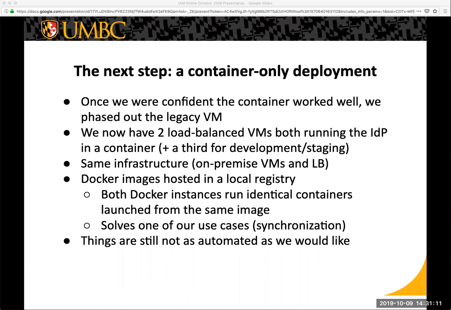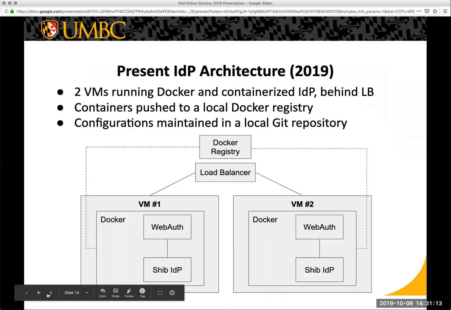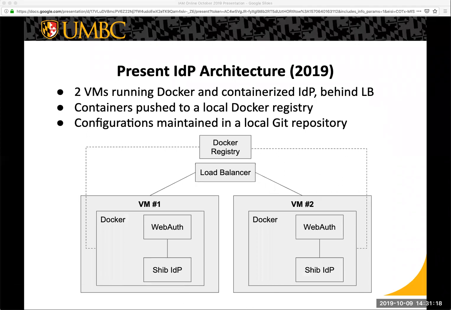So go to the next slide. And that's basically a picture of what we're running today: two VMs, each running Docker, each running identical containers, and then there's sort of the Docker registry where we store things. And we switched from Subversion to Git to manage our repositories, and that's all done locally still too. So the idea being eventually we'll push this stuff all out to the cloud, but we're not quite there yet. All right, next slide.